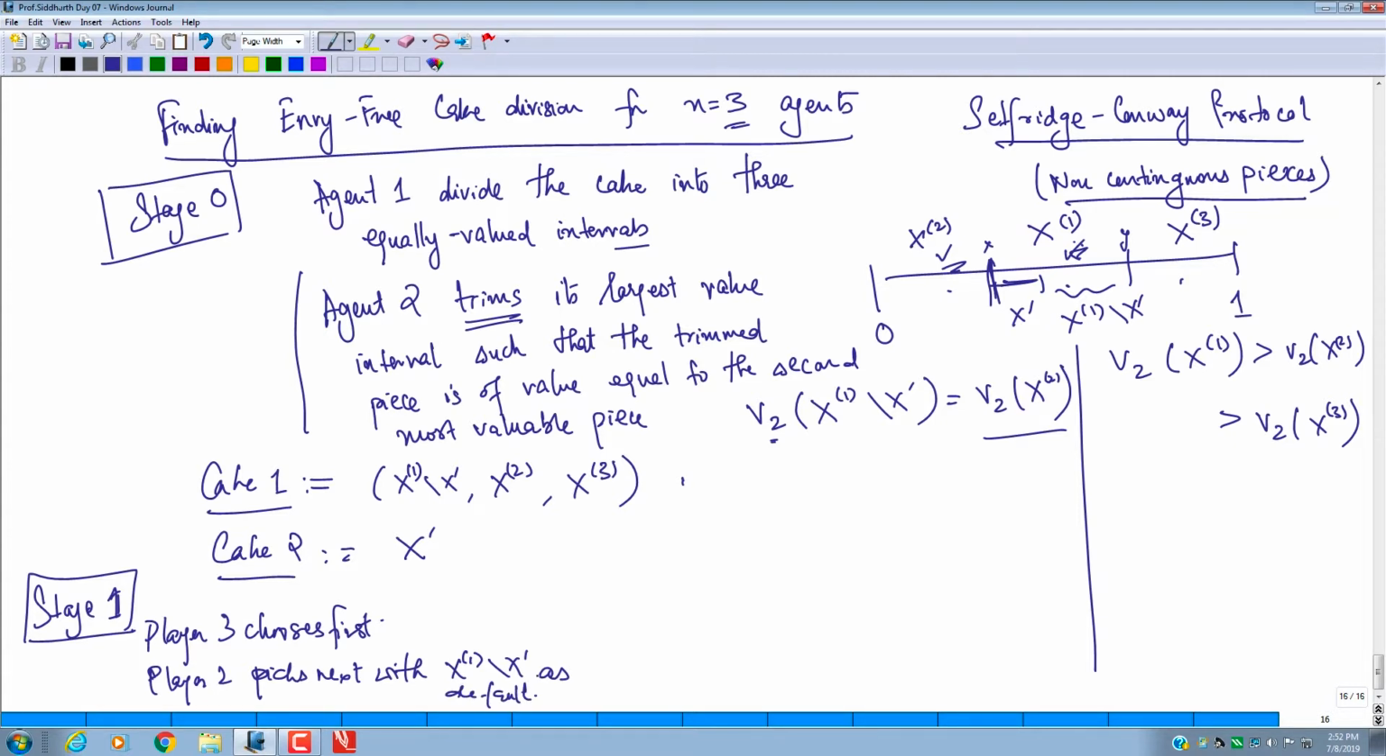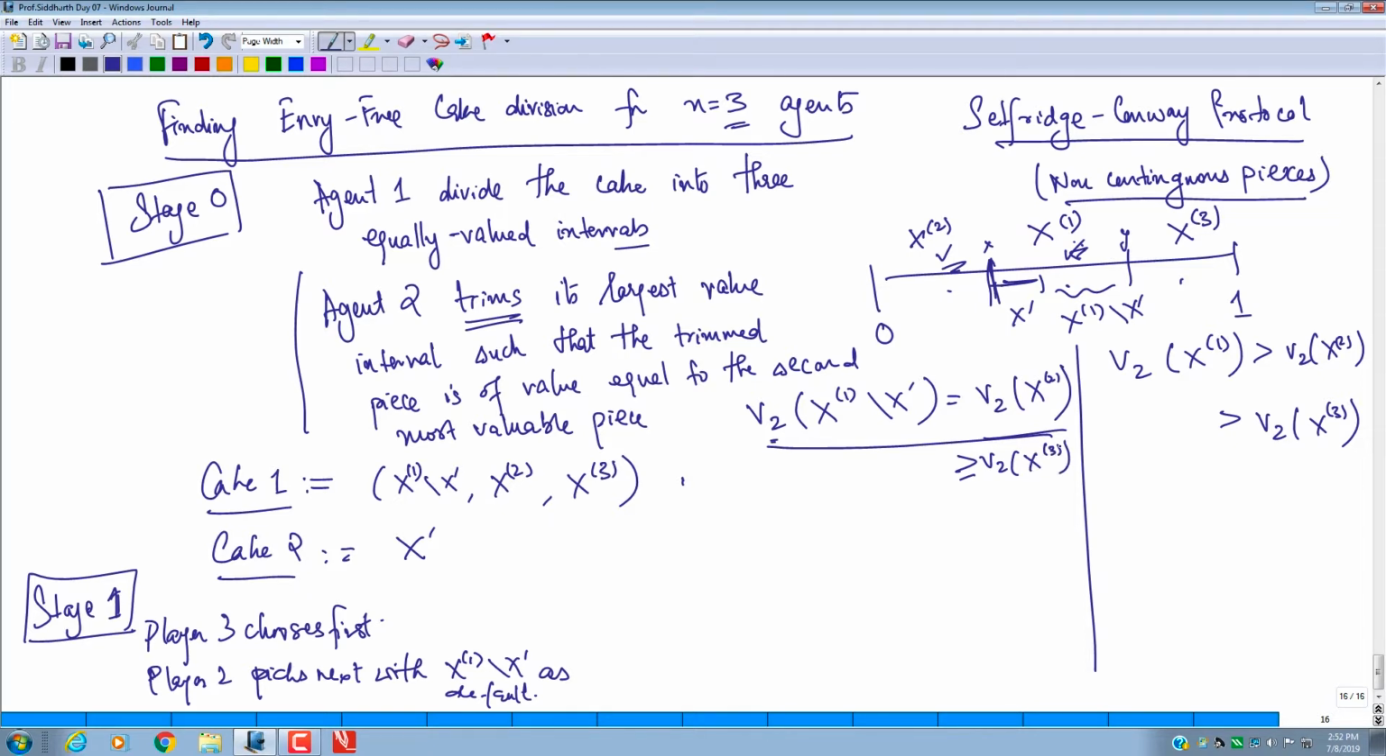So what do I mean by x1 minus x prime as default? I have this cake division, and agent 3 walks in and picks the best of the three. If player 3 ends up picking this x1 minus x prime, the trimmed piece, let it be, then player 2 can go ahead and pick x2, fine. But if player 3 does not pick the trimmed piece, I am actually forcing player 2 to pick it. You have trimmed it, which means you have this inequality, so you better pick the trimmed piece.